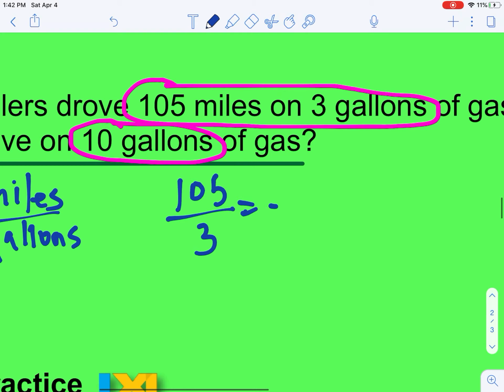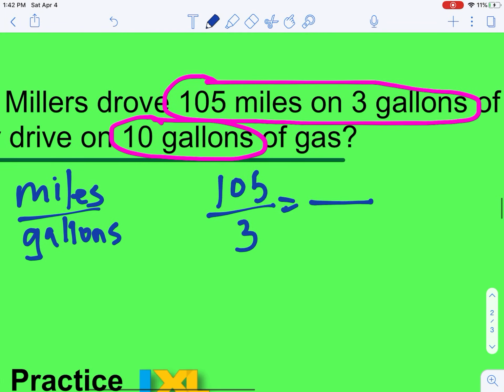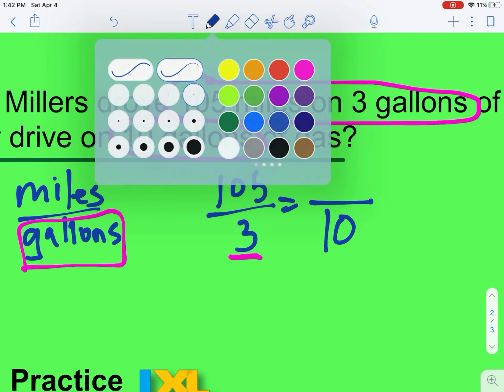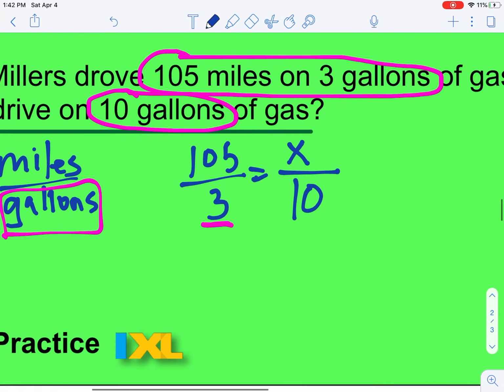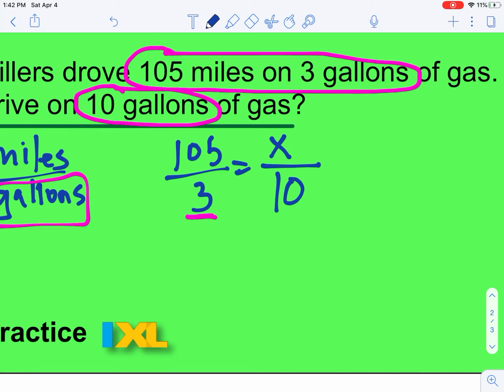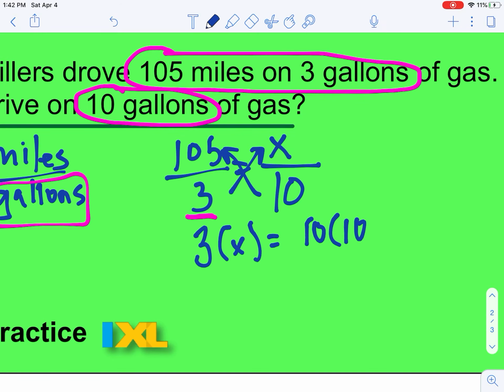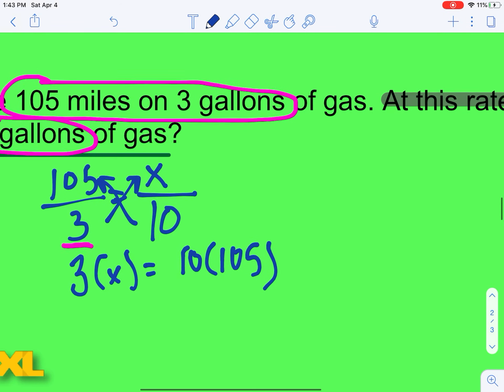So I'm going to set up my proportion. Now my other piece of information, it says 10 gallons. So if I take a look at the two things I'm comparing, we have gallons on the bottom, right? So there's 3 gallons on the bottom. So that 10 needs to stay on the bottom because that's where I'm writing my gallons. And I don't know how many miles that is going to make. So there's my variable. All right, we're going to go ahead and we can cross multiply. I end up with 3 times x equals 10 times 105. I'm going to move over so I have a little more room here.